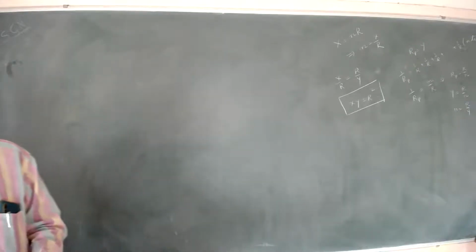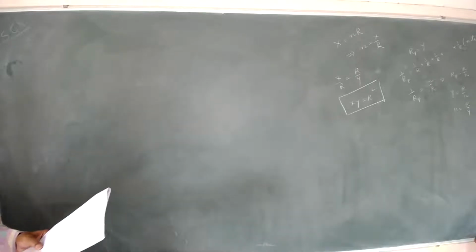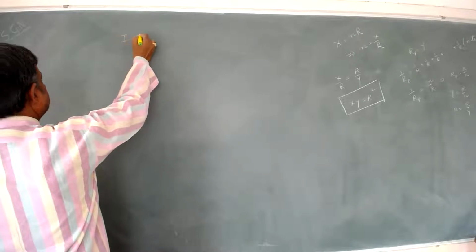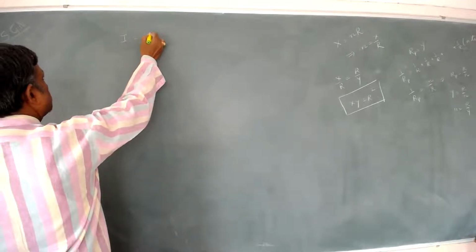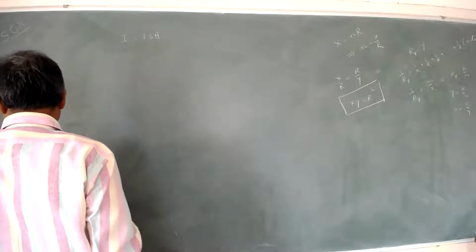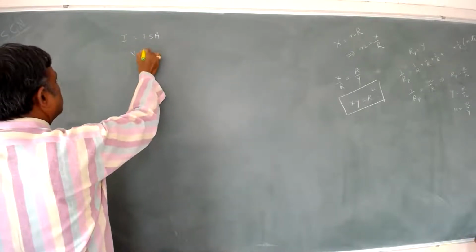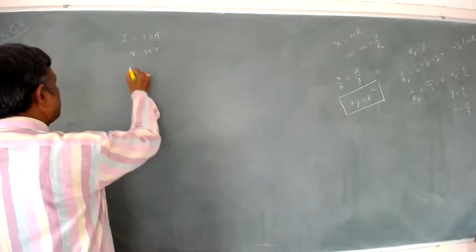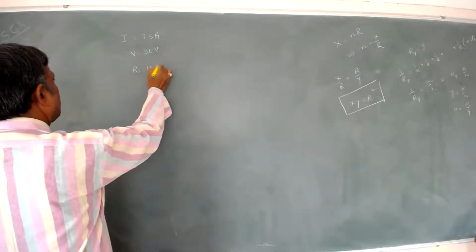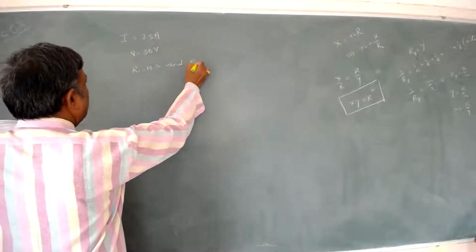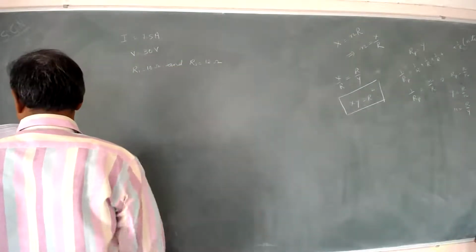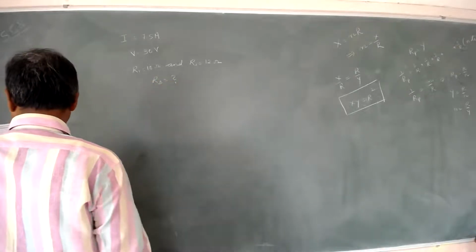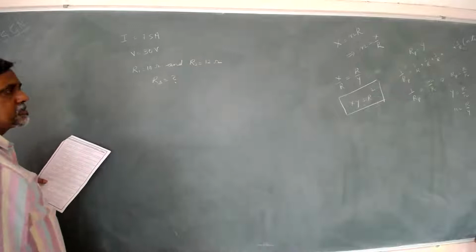Look at this. A parallel combination of three resistors takes a current of 7.5 ampere from a 30 volt supply. If the two resistors are 10 ohm and 12 ohm, R1 is equal to 10 ohm and R2 is equal to 12 ohm. Find the third one, R3 is equal to how much?